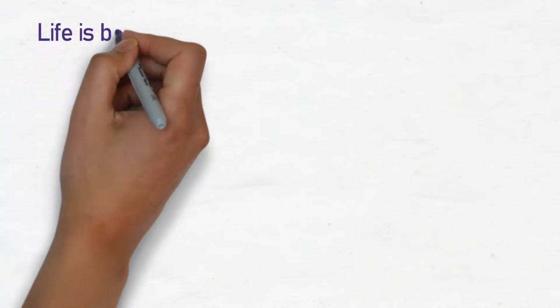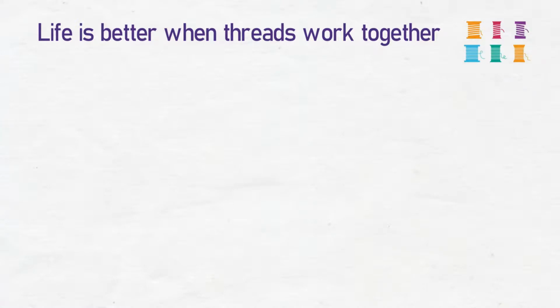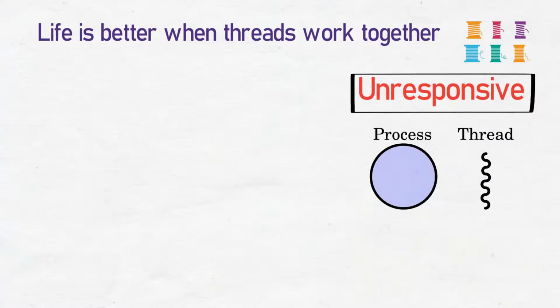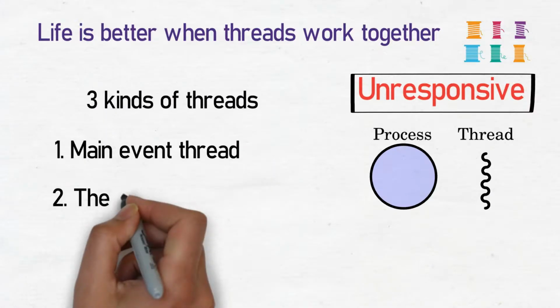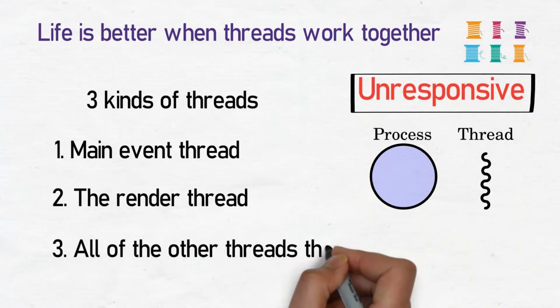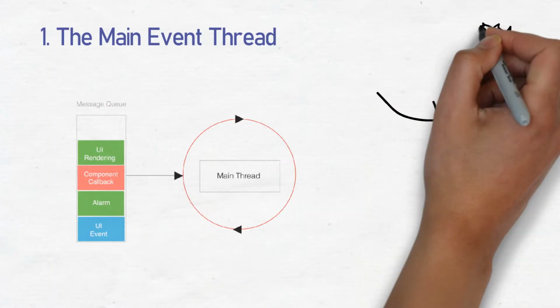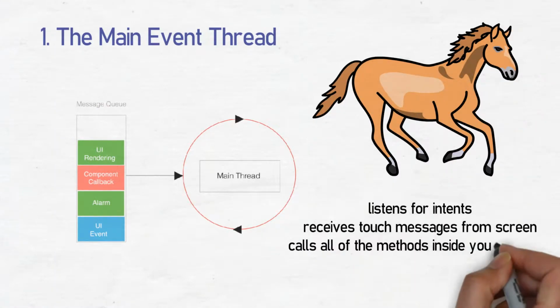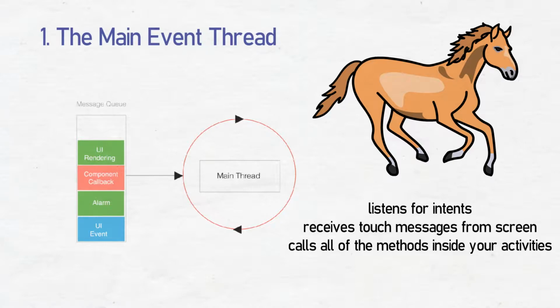The big problem with accessing a slow database is that it can make your app feel unresponsive. To understand why, you need to think about how threads work in Android. Since Lollipop, there are three kinds of threads you need to think about. First, the main thread. This is the real workhorse in Android. It listens for intents, it receives touch messages from the screen, and it calls all of the methods inside your activities.